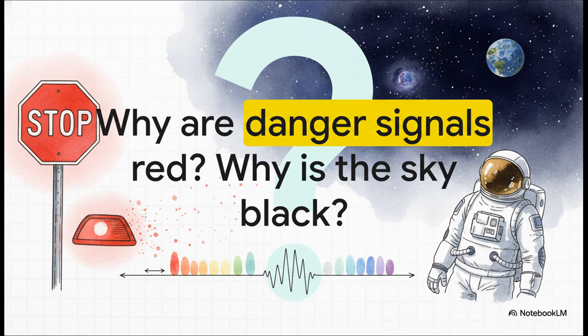I want you to just think about this for a second. Have you ever wondered why danger signals, like stop signs and tail lights, why are they universally red? Or how about this? Why, when an astronaut leaves Earth's atmosphere, does the sky go from a brilliant blue to completely pitch black? Well, it's not just a coincidence. The physics of light actually holds the absolute, verifiable answers to these everyday mysteries.